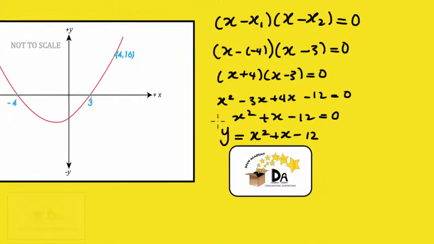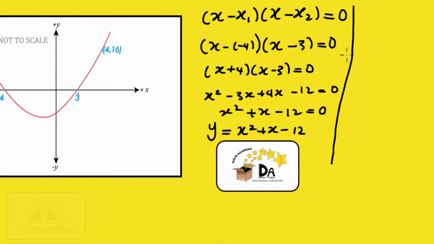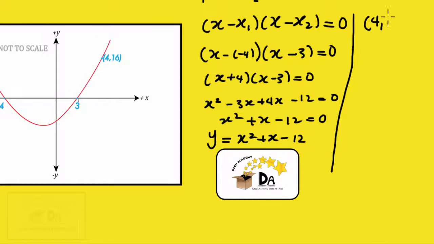Now, I've been told that this point here with coordinates 4, 16 lies on whatever graph this is. If the point 4, 16 actually lies on the plot of this equation, it means that the point 4, 16 must satisfy this equation. So let's see if it does. The x-coordinate of this point is 4, the y-coordinate is 16. So what I'm going to do is replace x with 4 in the equation, and let's see what we get for y. We expect to get 16 if this is actually the equation.